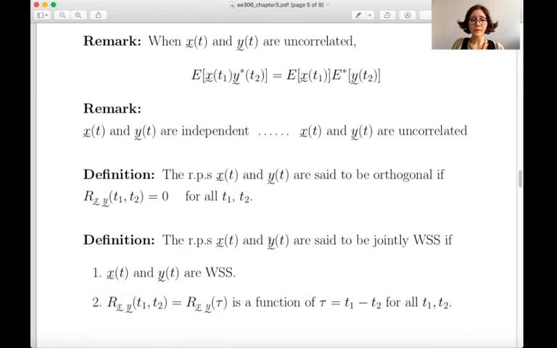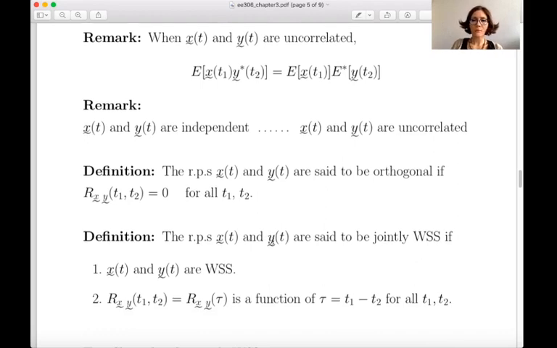Now you can also similarly generalize the definition of orthogonality. The random processes are said to be orthogonal when the expectation of x(t1) times y*(t2) is equal to 0, and this should hold for any t1 and t2. Then you say that the random processes x(t) and y(t) are orthogonal random processes. This is a straightforward generalization of the concept of orthogonality for two random variables.